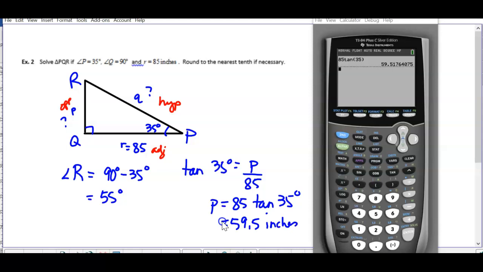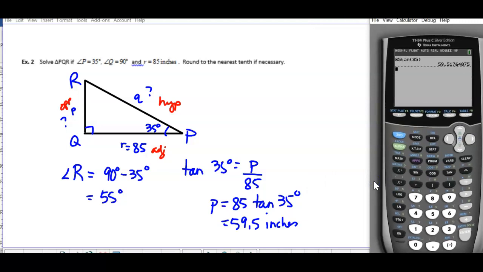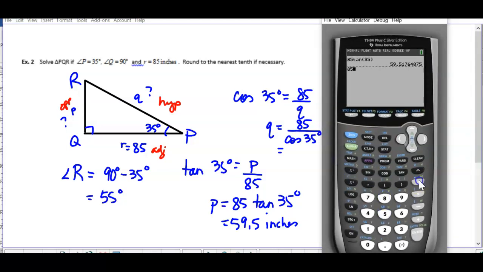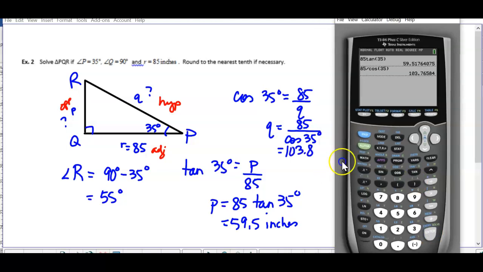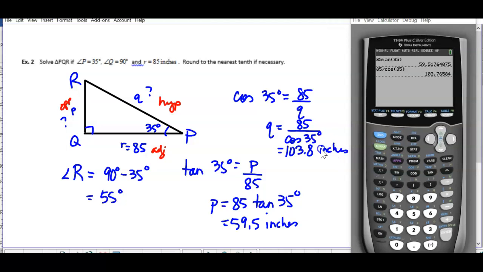Okay. And then for the hypotenuse, I want to try to use adjacent. I don't really want to use a rounded value and go back and use the exact. Takes more time. So adjacent and hypotenuse is cosine. So cosine of 35 is adjacent over hypotenuse, which is q here. So now my unknown's in the denominator, which means I need to divide. So 85 divided by cos of 35 degrees equals 103.8. Again, that is inches. So make sure that that q value is bigger than p and r. Okay, and it is. So that makes sense. Okay, and we're finally done.